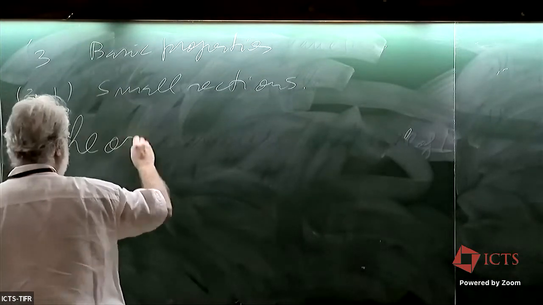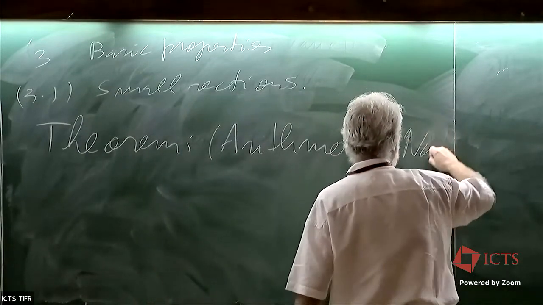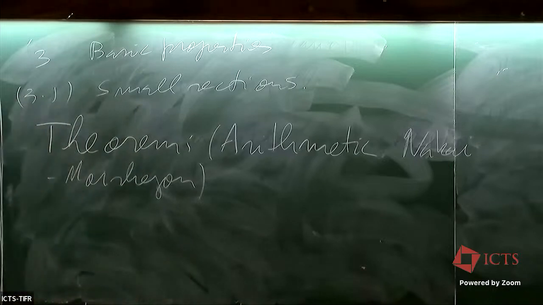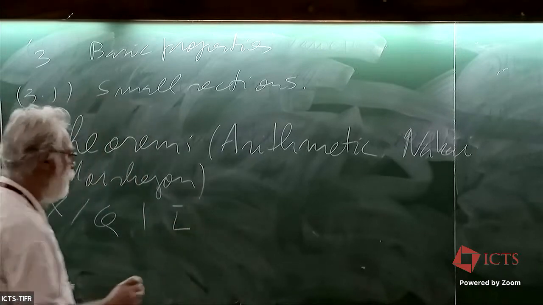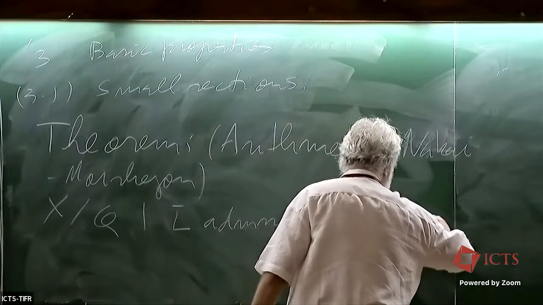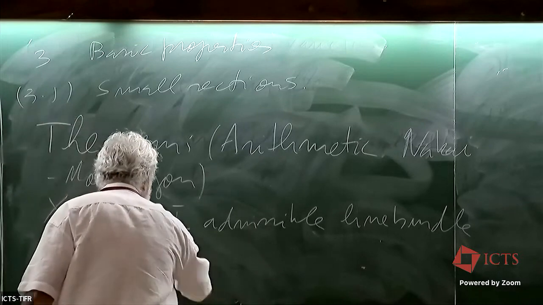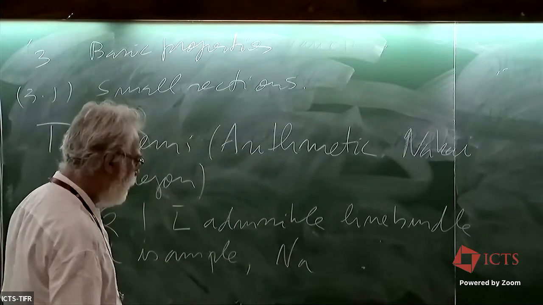So we have a theorem that we will call the arithmetic Nakai-Moishezon that tells the following thing. So I have X over Q. Of course, everything can be said over a number field, but let's write it over Q. Then I have L bar an admissible line bundle, but I will add the condition that the geometric part L is ample. And I have L bar a continuous adelic line bundle.